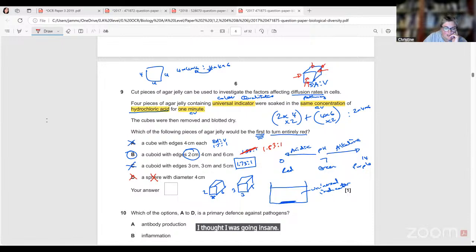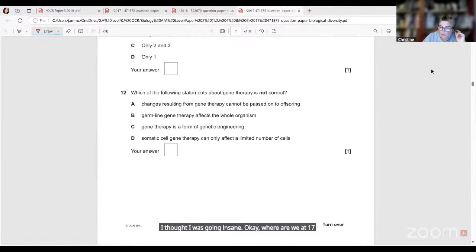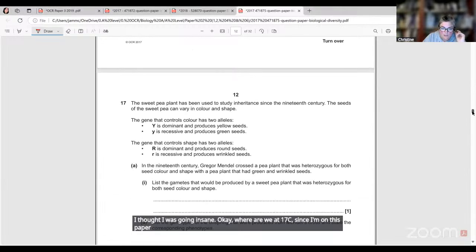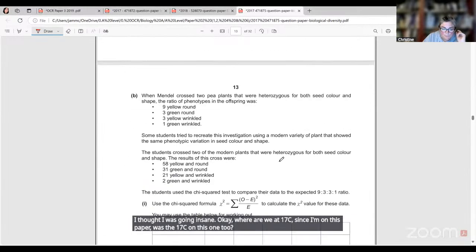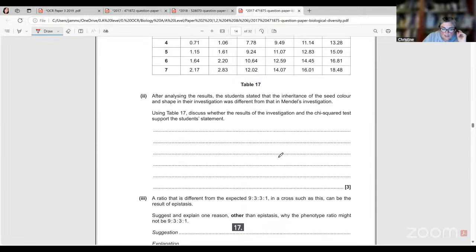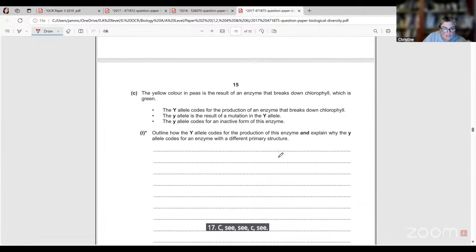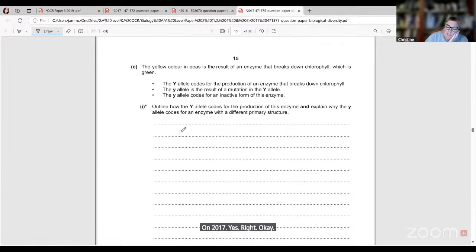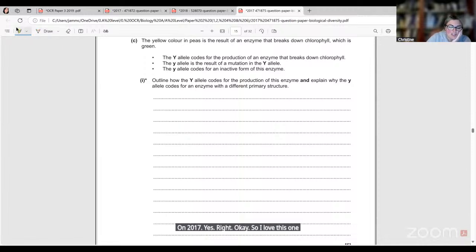Okay, where are we at? 17C, since I'm on this paper. Was the 17C on this one too? 17C on 2017. Yes, right, okay. So I love this one. This is a good question.